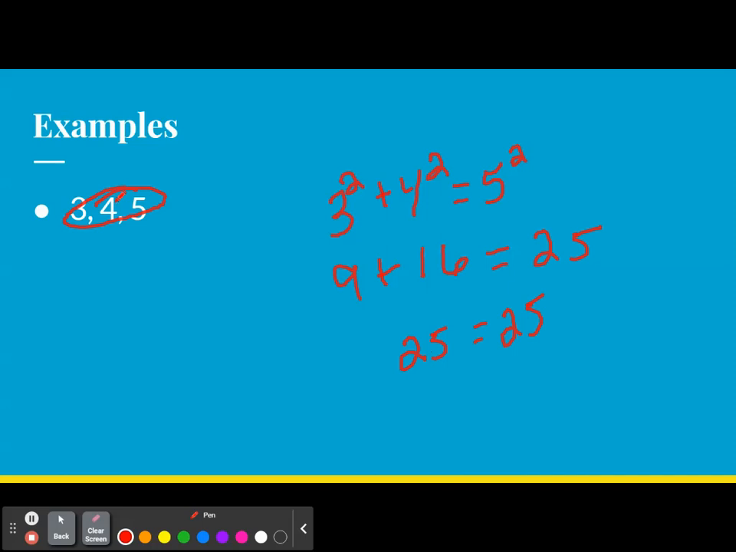This is like the only one that I ever remember that I have memorized for a Pythagorean triple. So you can have a right triangle with side lengths 3, 4, and 5. The reason it's a triple is because none of the sides have a decimal.